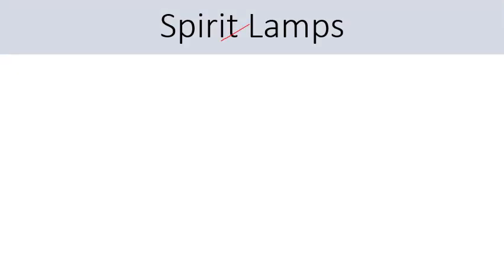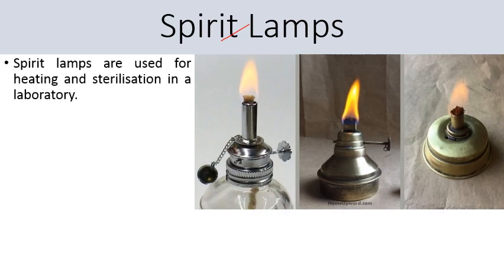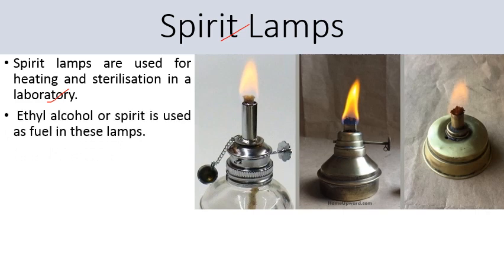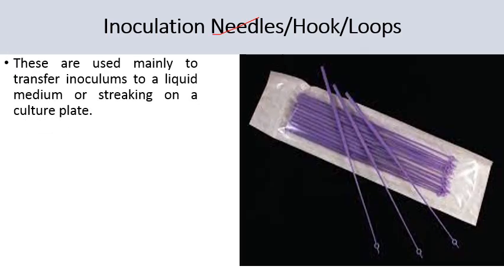Next comes spirit lamps. These lamps are used to sterilize some instruments in laboratory. And ethyl alcohol or spirit is used as a fuel in these lamps. These lamps are used for heating and to sterilize some solutions and instruments. Next comes inoculation needles, hooks or loops. These needles are mainly used to transfer inoculum to a liquid medium or for streaking on a culture plate. So the needles are used to transfer the tissue into the liquid medium.